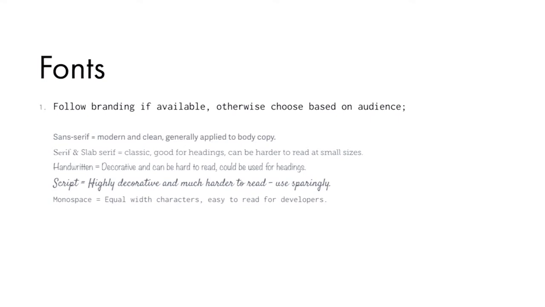So here I've got the different types of fonts. Sans serif fonts are generally modern, clean fonts. Always good for body copy because they're really good at a small size. Serif fonts are sort of a more classic look, and they're really good for headings. They can be a bit harder to read at small sizes, but if your body copy was like 16 pixels or up, you could use a serif font.